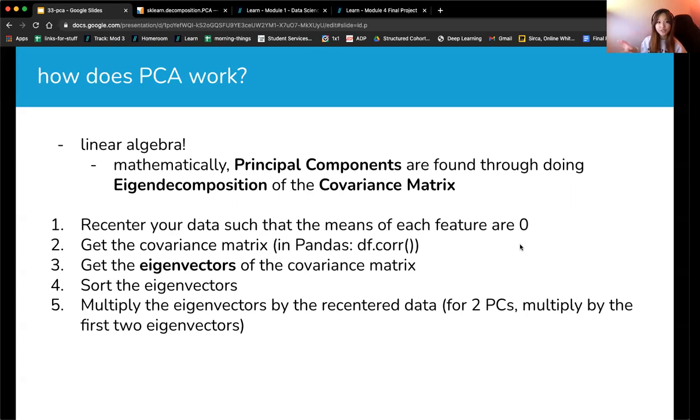The dimension of the eigenvector matrix will be the same dimensions as the covariance matrix. So let's say you have 100 features. Your eigenvector matrix will be 100 by 100. If you want two principal components, you just have to take the first two columns. Those two columns are the values you multiply each feature by, if that makes sense. So let me actually draw it out.